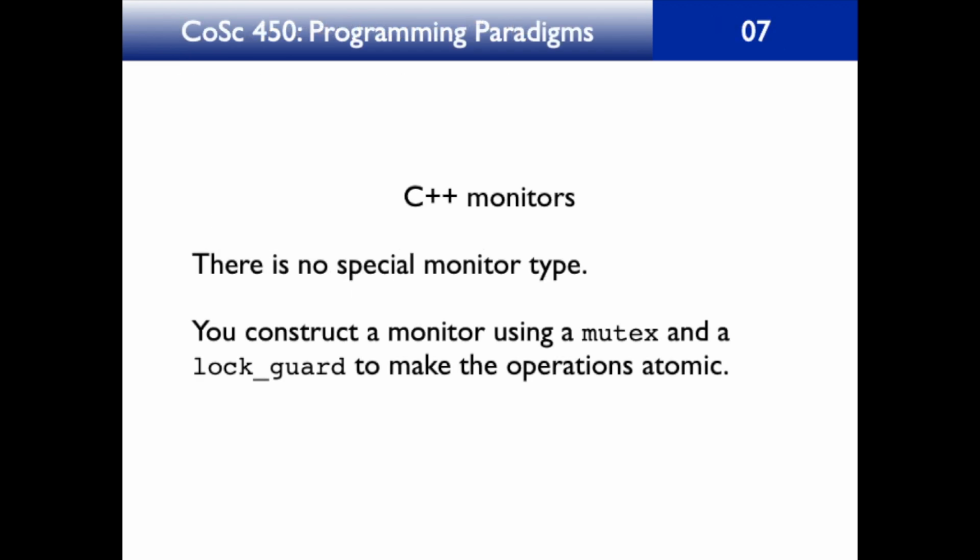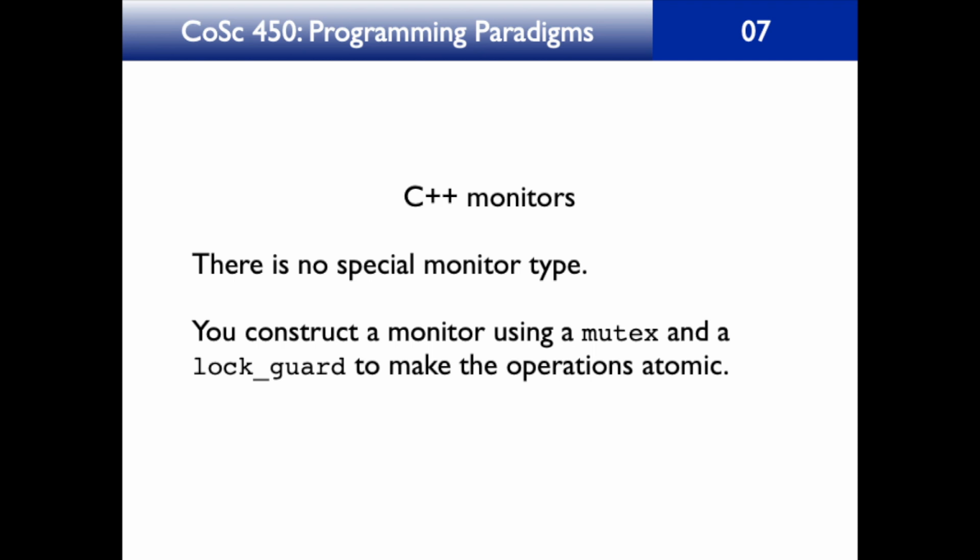Okay, so let's see how C++ monitors are implemented. First, in the same way as Java, there is no special monitor type, so we have to actually write our own monitor class in order to implement the monitors. And you construct a monitor using our usual binary mutex that we looked at in the semaphore chapter.